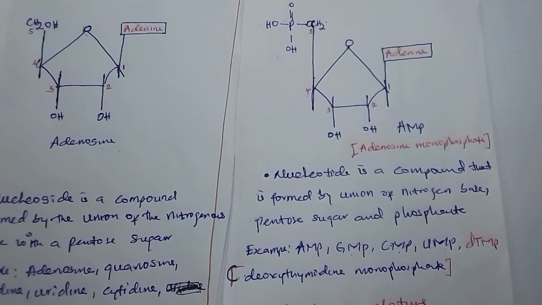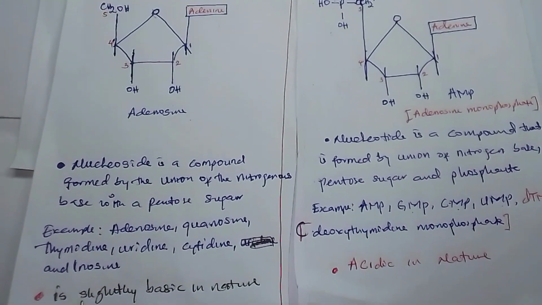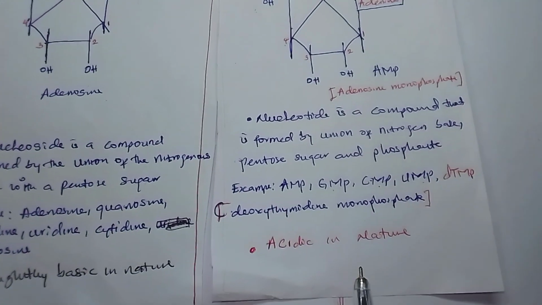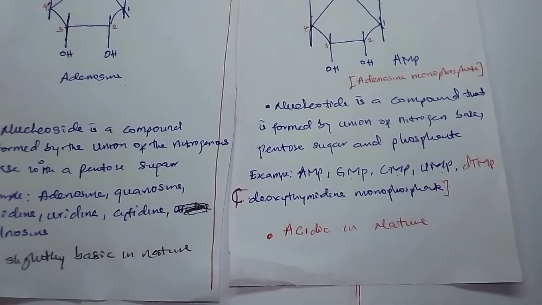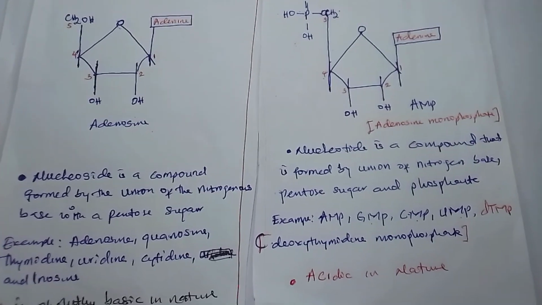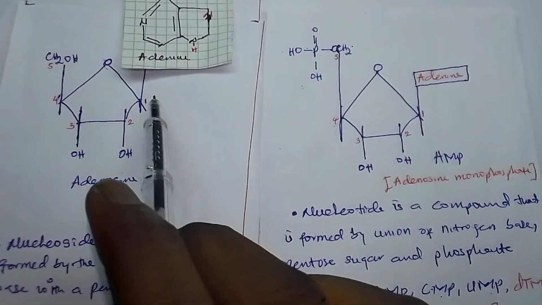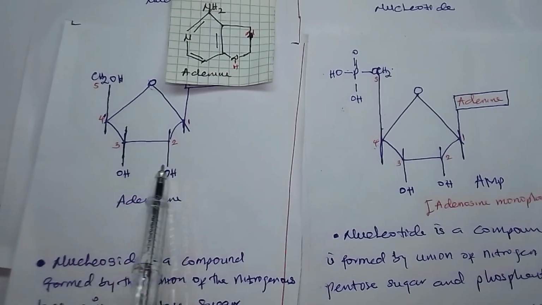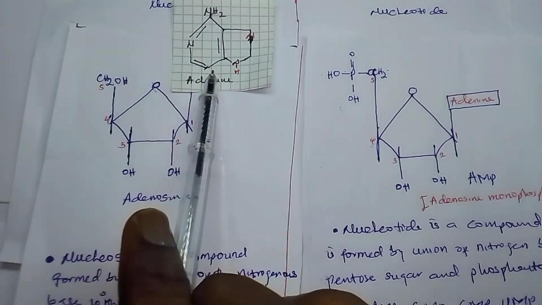So, having said that, we want to look at other differences. This nucleoside is slightly basic in nature, whereas nucleotide is acidic in nature. So having said that, I want to introduce to you the adenine itself. That is the nitrogen base called adenine. If I add my adenine, a nitrogen base, here, this becomes a complete nucleoside with the structure of adenine on top of it.